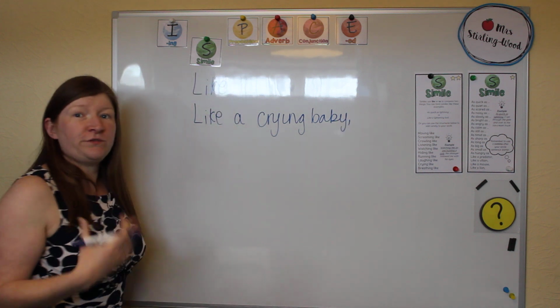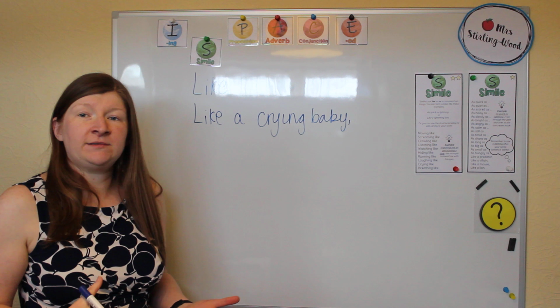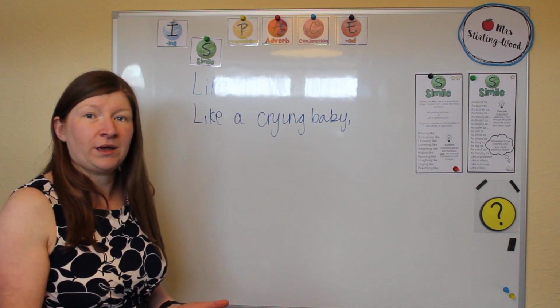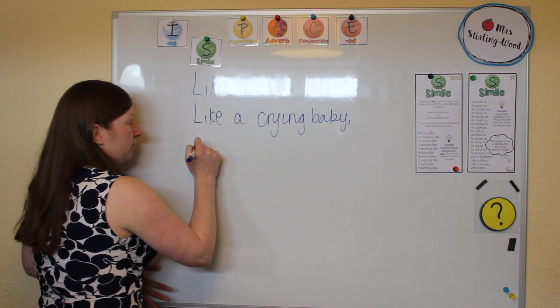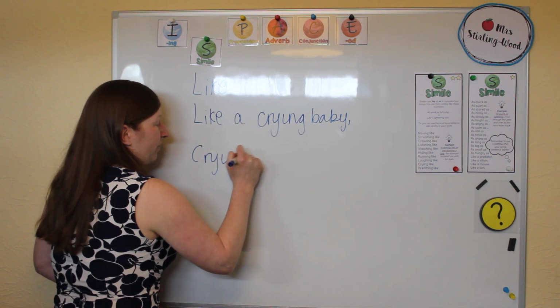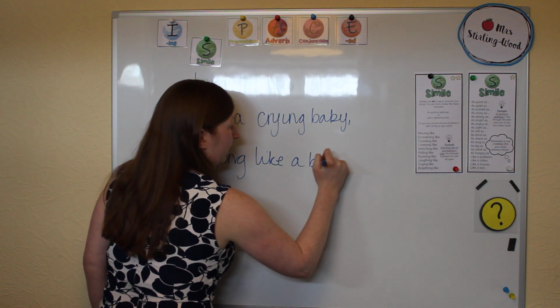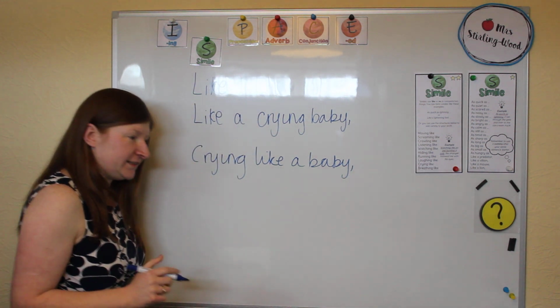Now this is a useful way of opening a sentence because we can all imagine what a baby sounds like when they're crying, therefore we can relate to what the author is talking about. You can also turn this around and you can start it with the word crying instead. Crying like a baby. And then go on to make the rest of your sentence.